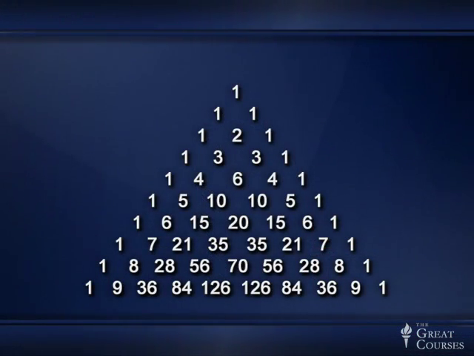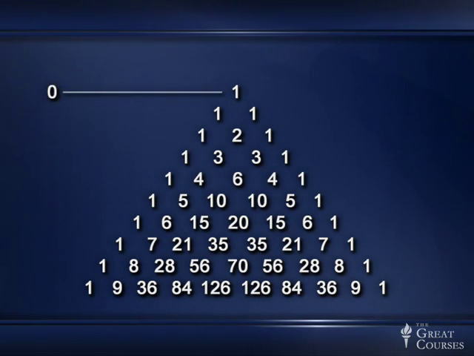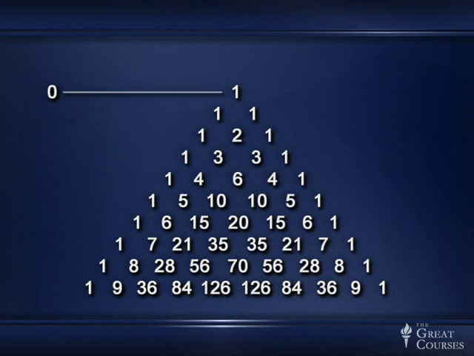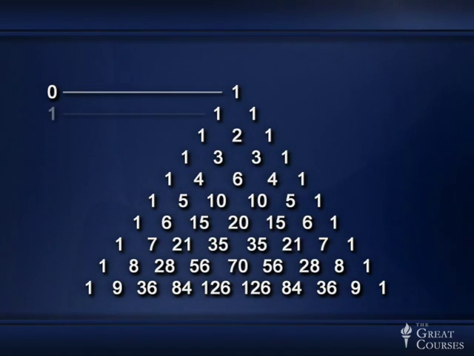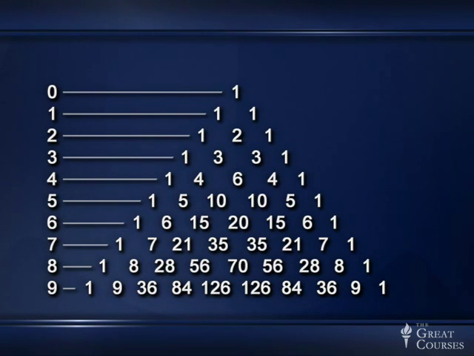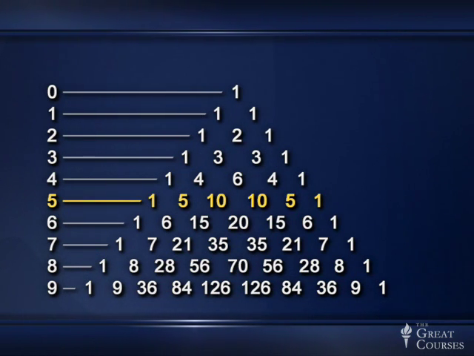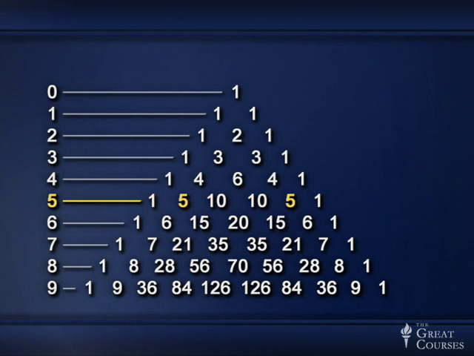So the rows of the triangle are actually going to be labeled starting with row 0. So the first one that was at the very top of the triangle is actually in row 0. Then the 1, 1 row is going to be row 1, and then the 1, 2, 1 row is going to be called row 2, and so on. So for example, the row 1, 5, 10, 10, 5, 1 is actually going to be labeled as the 5th row. So the row number is actually the number after the 1 in that row, okay?